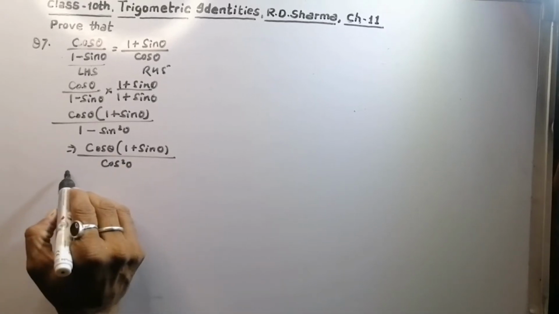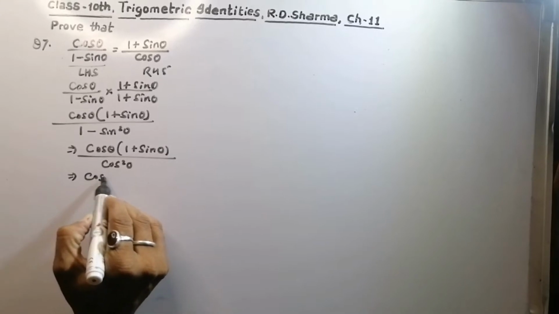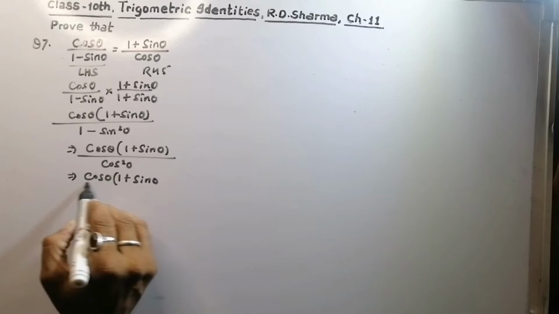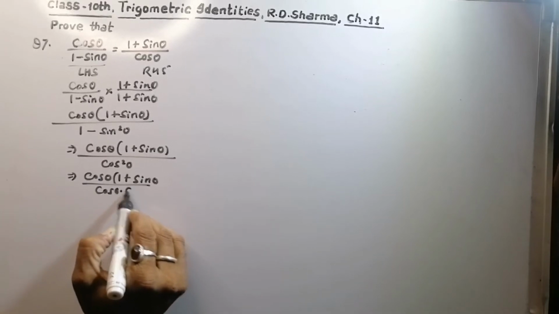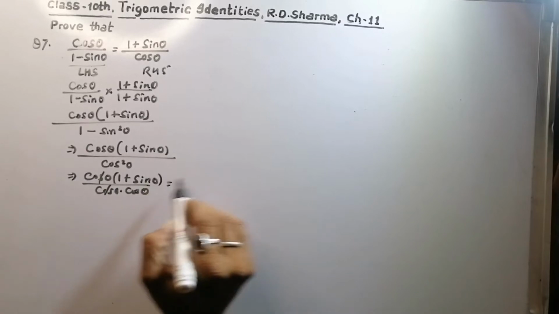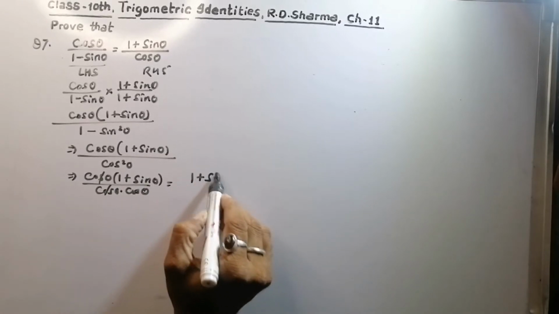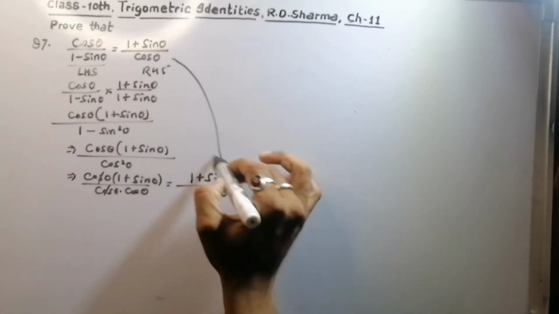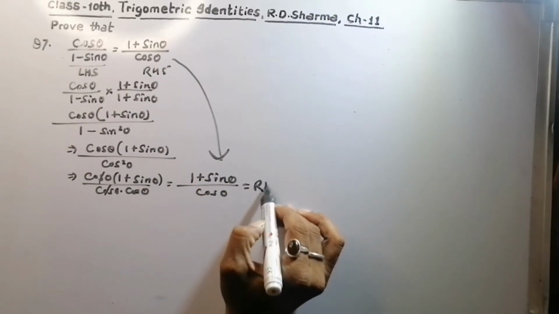Cos theta can be divided by cos theta. We can write cos theta 1 plus sin theta upon cos theta into cos theta. One cos theta has been divided by cos theta. We get here 1 plus sin theta upon cos theta, which is equal to the right hand side. So it is our answer.